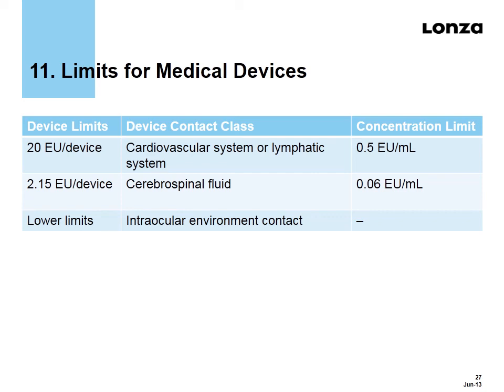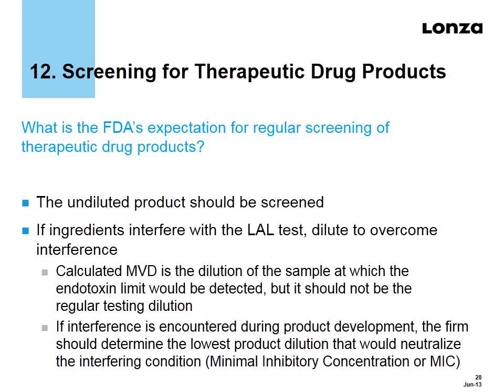may not be appropriate. The next area of discussion is screening for therapeutic drug products, and the question is, what is the FDA's expectation for regular screening of therapeutic drug products? The document states that the undiluted product should be screened, and that if ingredients interfere with the LAL test, the user should dilute to overcome the interference, and that the calculated MVD is the dilution of the sample at which the endotoxin limit would be detected, but it should not be the regular testing dilution.